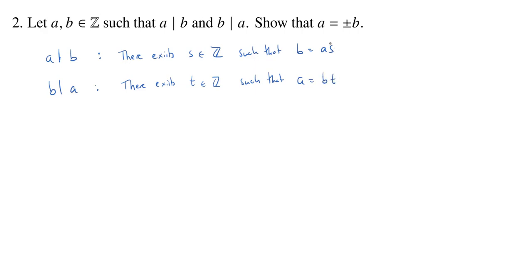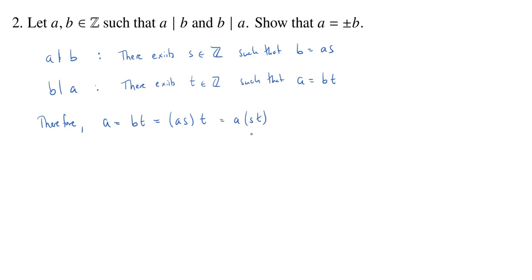Okay, now what we want to do is combine these two equations, and hopefully we'll get something about s and t, like maybe they're both 1 or they're both minus 1. So let's try something. Therefore, a is equal to b times t is equal to, well, we know what b is. b is equal to a times s. Of course I have associativity here, and so I could write this as a times st.